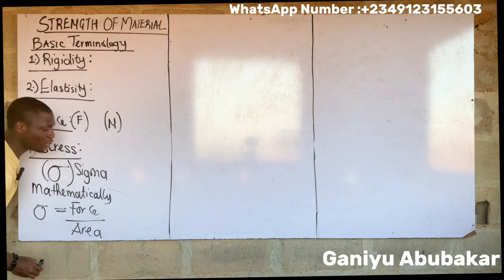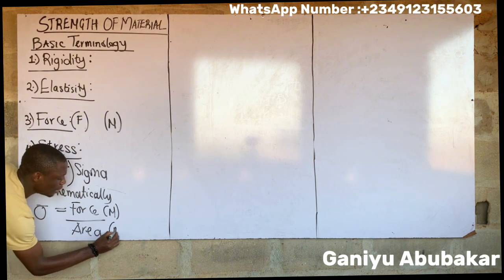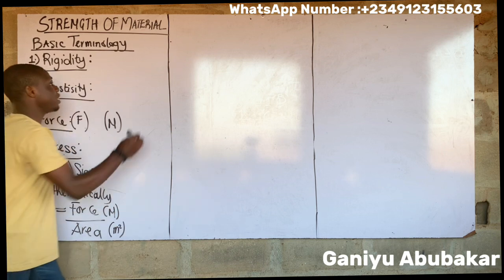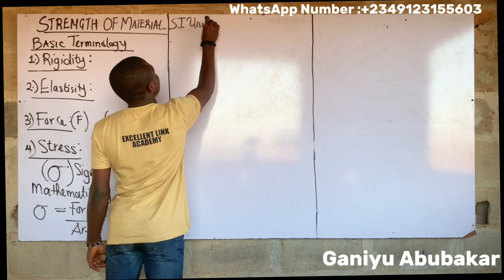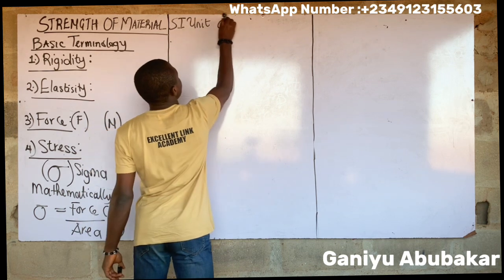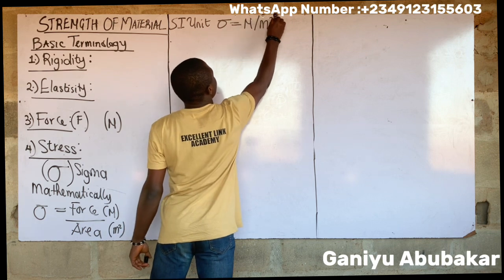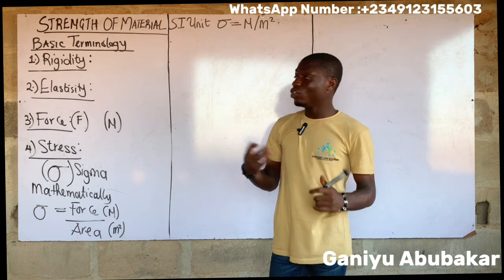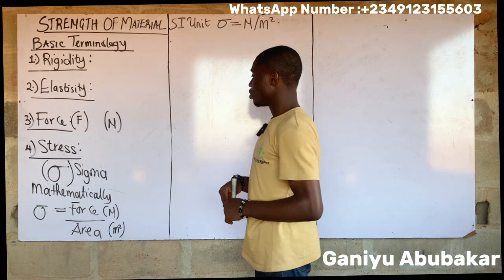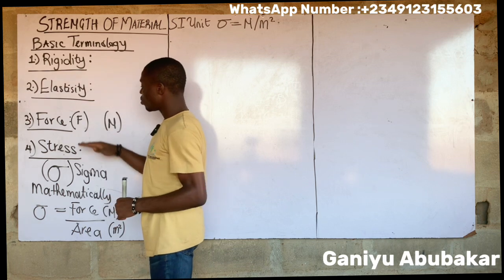Let's get SI units. Force is measured in Newton, area in meter squared. So the SI unit for stress is given as what? Newton per meter squared. So note that the SI unit for stress is Newton per meter squared. So we have looked at rigidity, elasticity, force, stress.